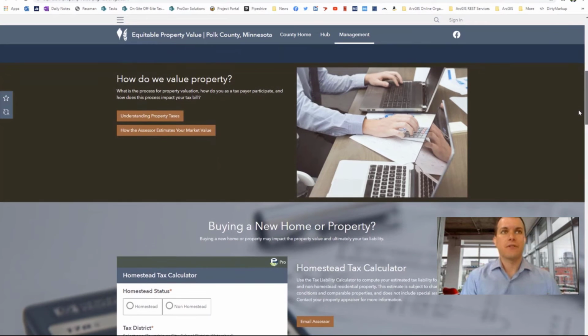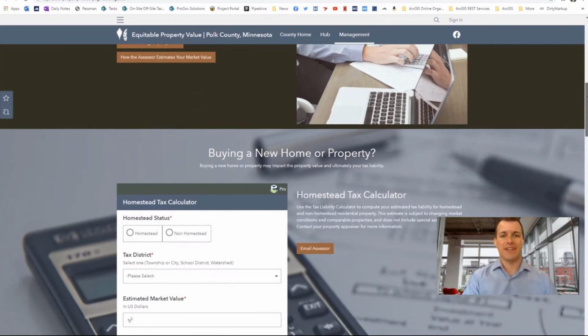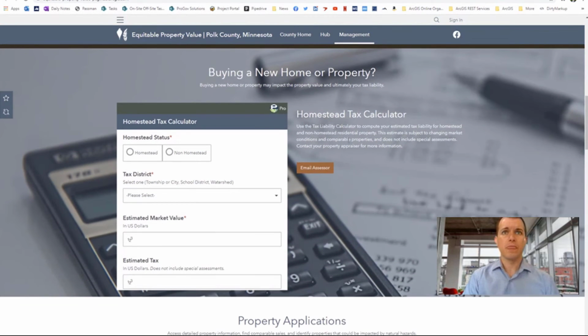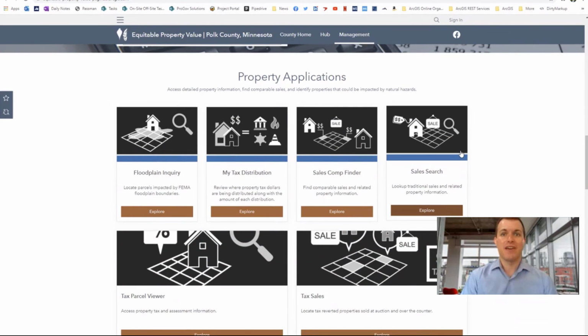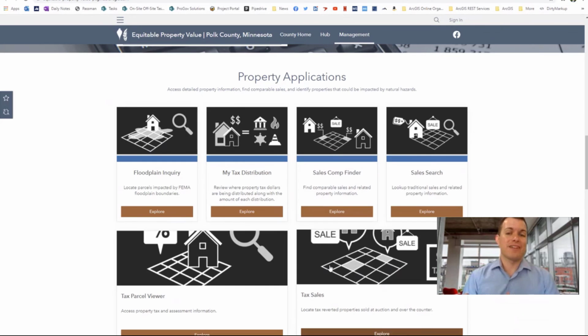We configured the Survey 123 application to help homestead status property owners identify their estimated taxes. And then we included nearly all of the EPV solutions that come with that template, plus included some additional examples of these different solutions. One of those additional solutions was the tax sales map. Tax reverted property is another Esri solution that doesn't readily come with the EPV solution, but we deployed that application as well, and we're able to add those specific maps and apps to the Equitable Property Value Hub.